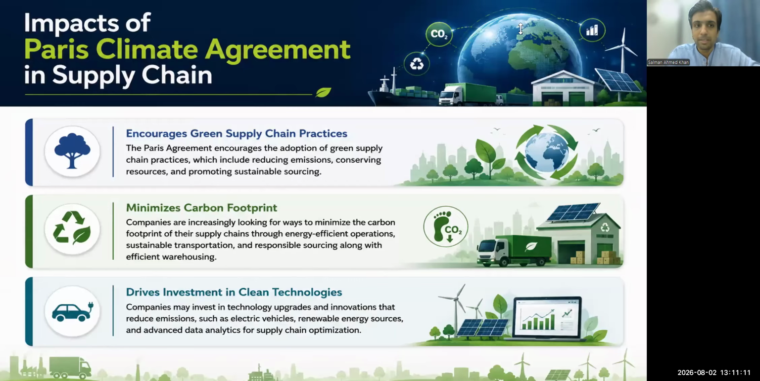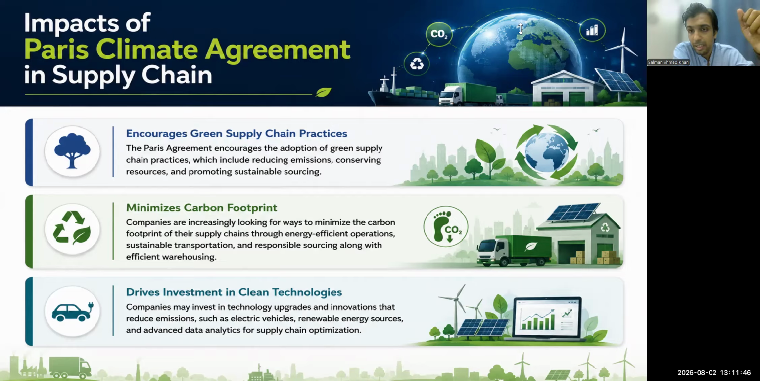Now, what were the impacts of the Paris Agreement in the supply chain? The Paris Agreement actually encouraged green supply chain practices among the countries. It encouraged the countries to adopt these practices, which include reducing emissions, conserving resources, and promoting sustainable sourcing and a sustainable supply chain in terms of energy, manufacturing, warehousing, logistics, and other things.